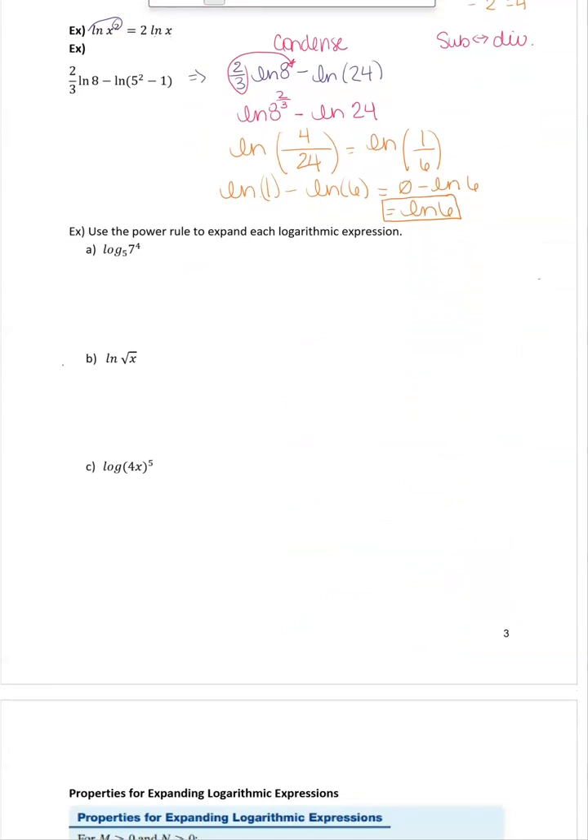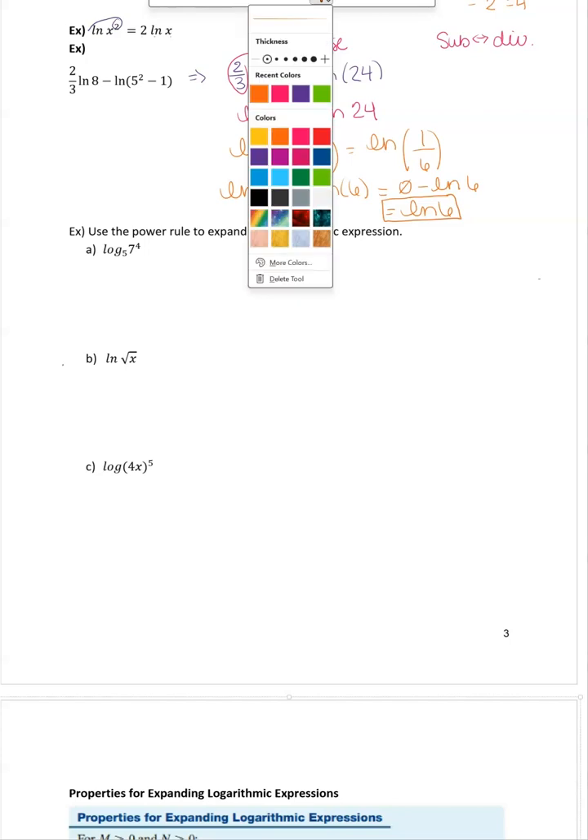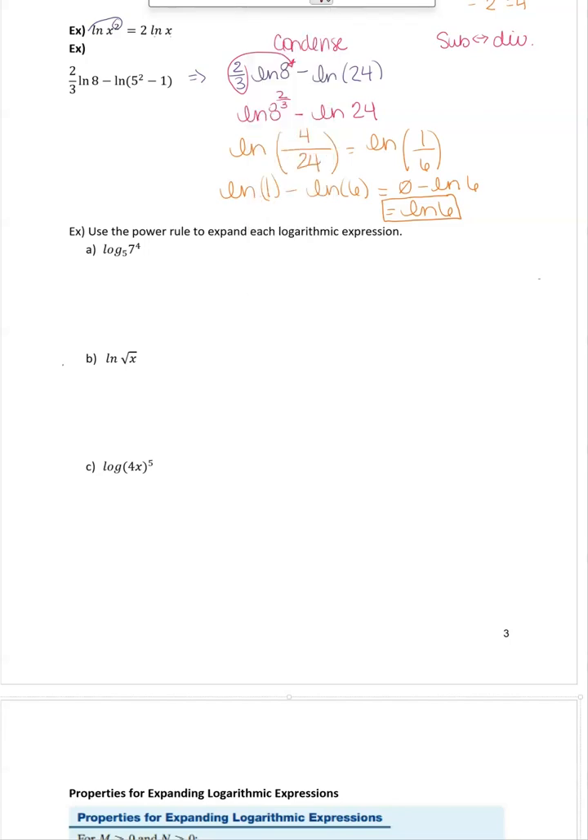Now we're going to use the power rule to expand all of these. So we just want to take the power and bring it to the front. So we're going to take this power to the front. That's going to equal 4 log 5/7.